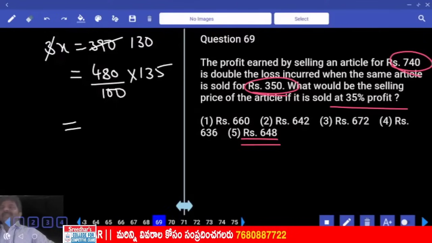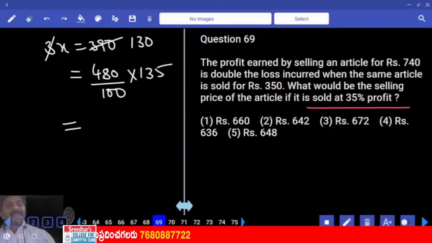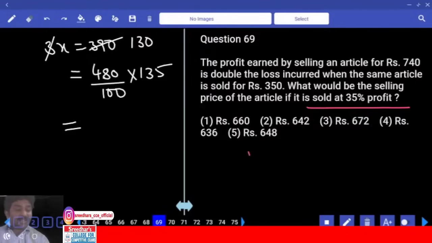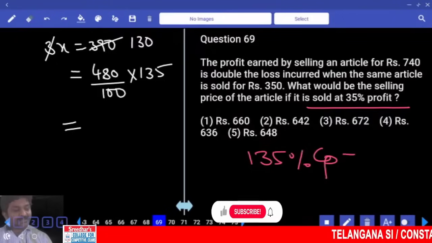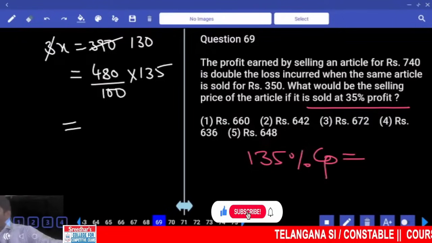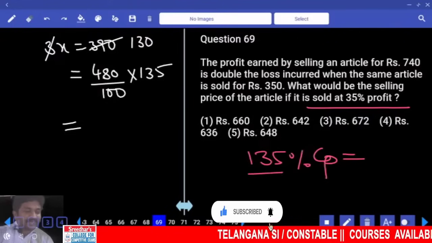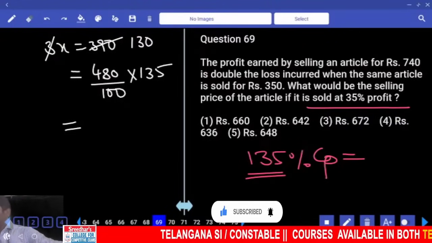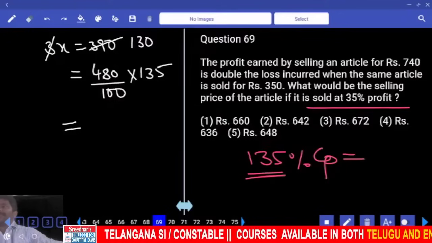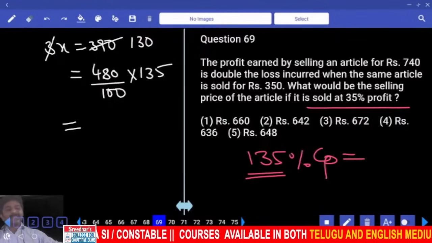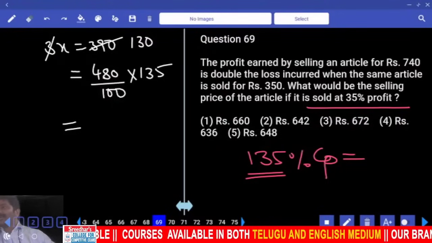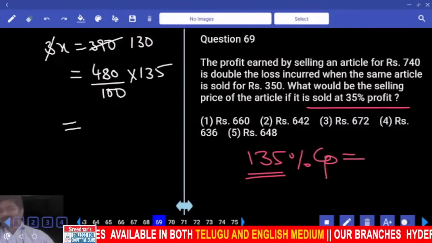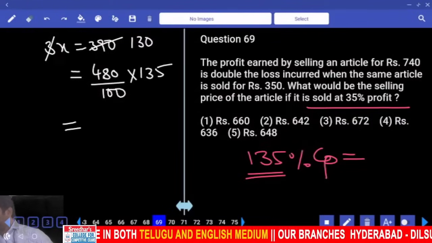But before starting the solution, I have underlined the answer. When you are expecting 35% profit, you should sell the item at 135%, correct? So this is what we need to calculate, 135% of the cost price value. 135 is a multiple of 9. The answer must be a multiple of 9. First eliminated, second eliminated, third eliminated, fourth also eliminated, fifth has to be your answer. That's what we did.